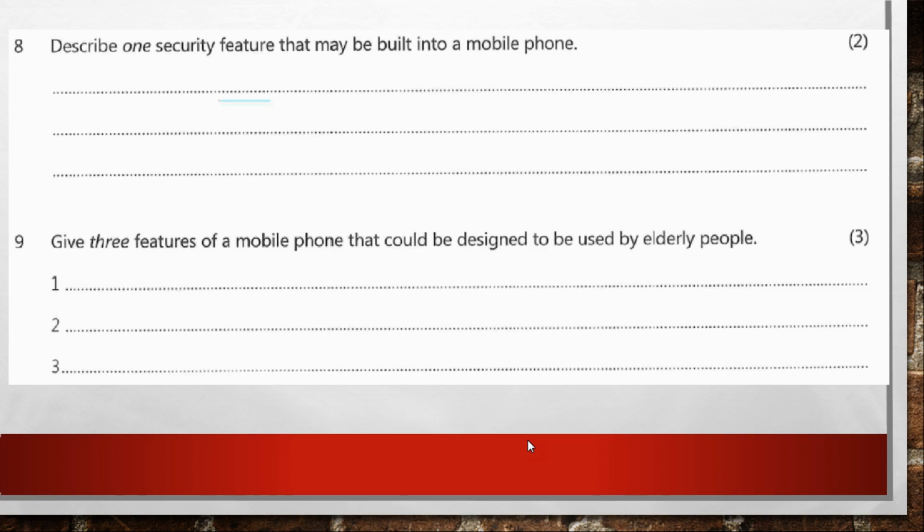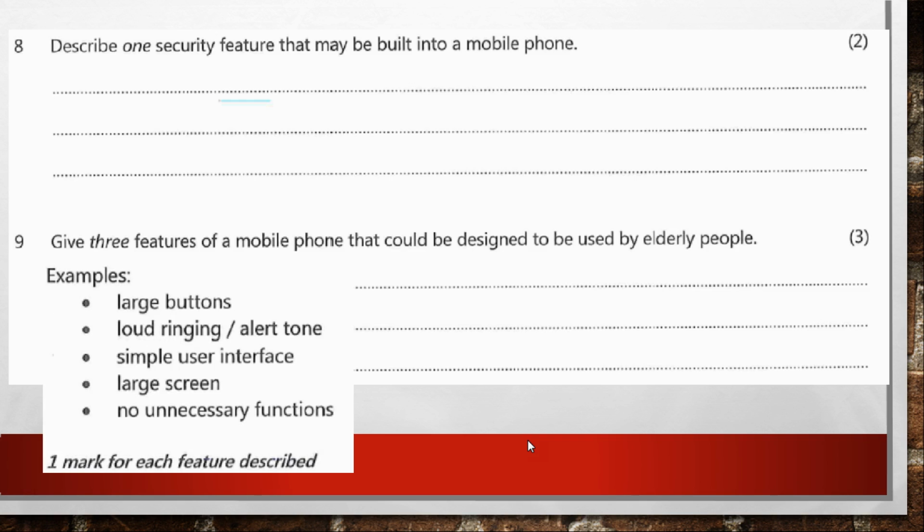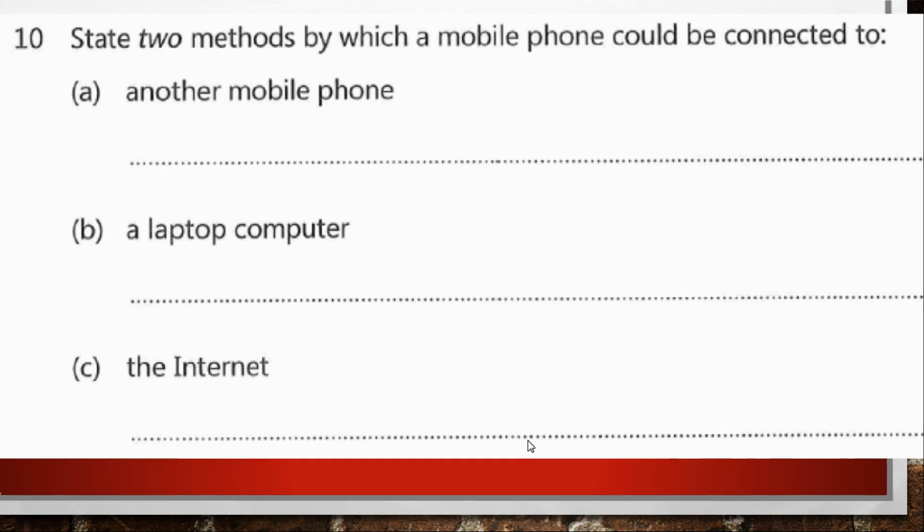Give 3 features of a mobile phone that can be designed to be used by elderly people. So if an elderly person's got a mobile phone, what 3 features could be designed to help them use it? 3 marks here. So larger buttons, loud ringing, simpler user interface, larger screen, and no unnecessary functions. Make sure you get all 3. Relatively simple question. Okay, next one.